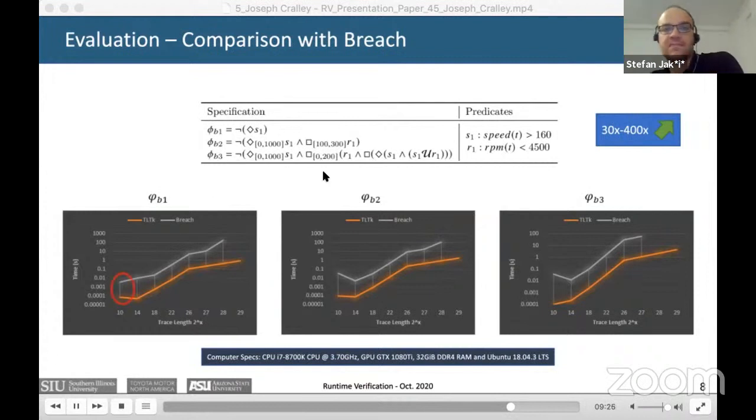In the highlighted example, TLTK performs 50 times faster than Breach on a signal with 2 to the 10th, or 1024, time steps. The reason why TLTK's line is longer in these 3 graphs is because Breach uses more RAM than our test setup has and crashes when processing these larger signals.